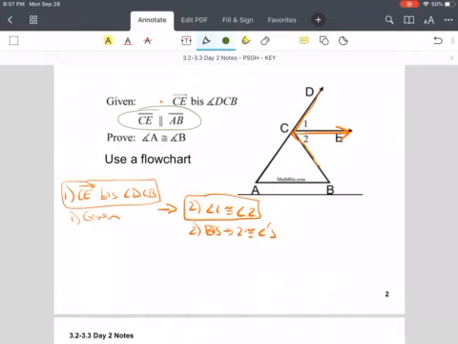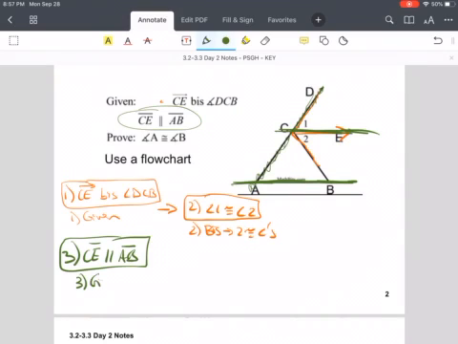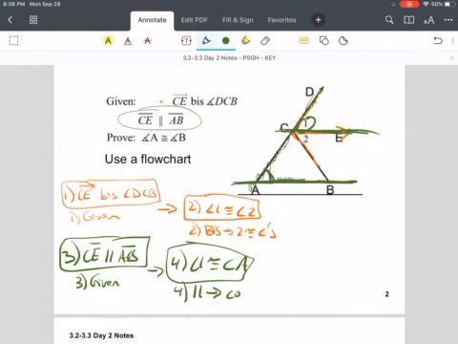And then looking at my next given with CE being parallel to AB, along this transversal there, I can say, so first off I need to say that CE is parallel to AB. Means angle 1 is congruent to angle A, and angle 1 and angle A are in corresponding locations, so parallel lines implies corresponding angles congruent.